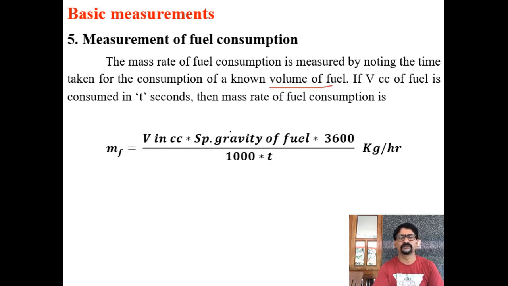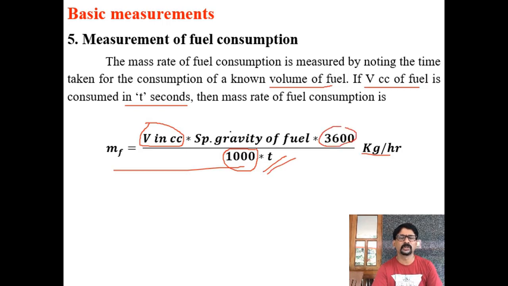If V is the volume of the fuel consumed in cc, in t seconds, so time is in seconds and volume is in cc, then the mass rate of fuel consumption is given by mf is equal to volume in cc into specific gravity of fuel into 3600 by 1000 into t. Now this volume is in cc, so with specific gravity the cc gets cancelled because it will be gram per cc, so gram should be converted into kg, for that you have to divide it by 1000. So gram becomes kg, and time is in seconds, so if you want to convert that into per hour, you have to multiply it by 3600 because 1 hour is 3600 seconds.